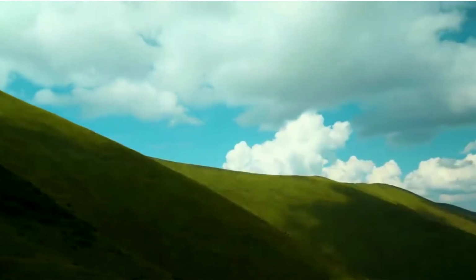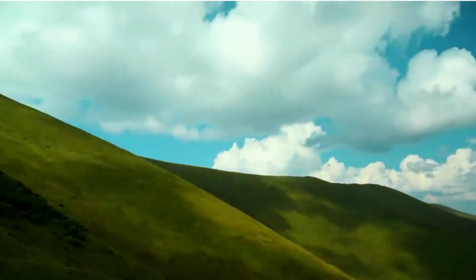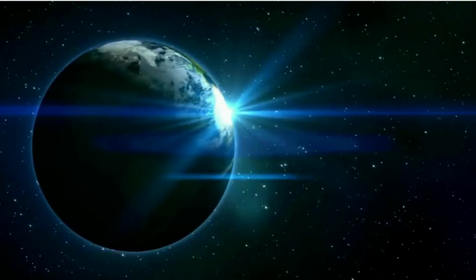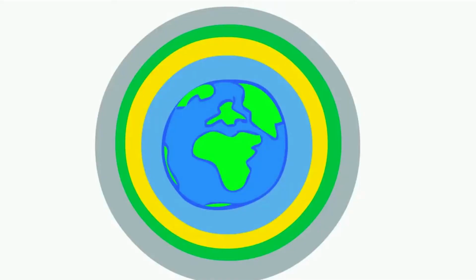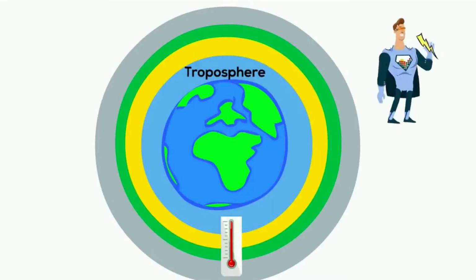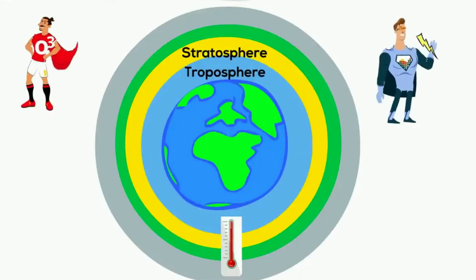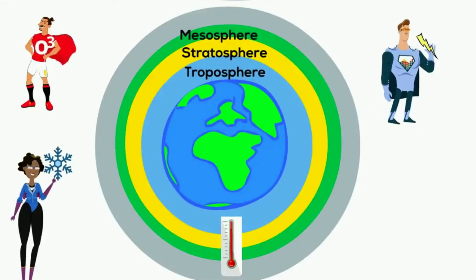The Earth is surrounded by a protective atmosphere. It keeps our Earth warm and protects us from comets and meteors. This atmosphere can be divided into 4 individual layers, separated by changes in air temperatures. These layers are the troposphere, the stratosphere, the mesosphere, and the thermosphere.